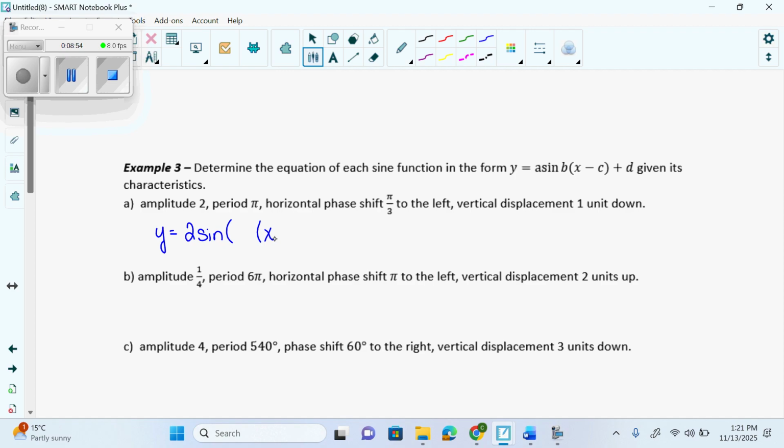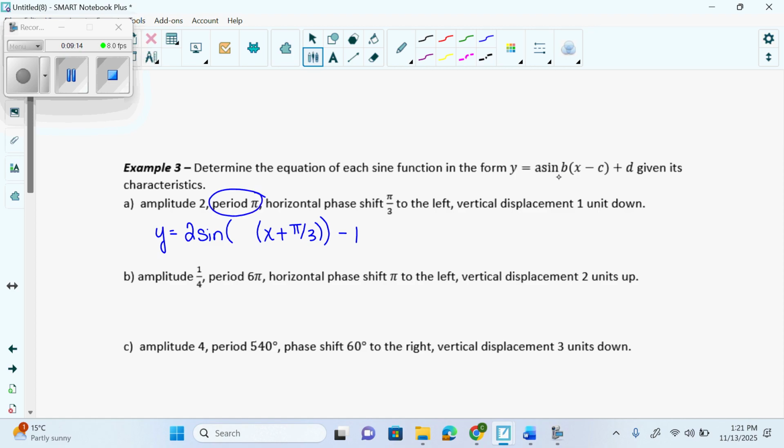X, I need to go pi over 3 to the left. So what are we going to do? Add it. And then a vertical displacement 1 down. Minus 1. Now the period is pi.